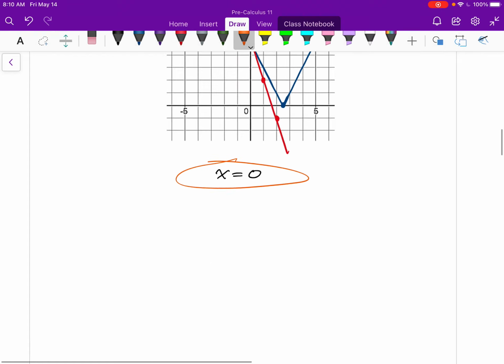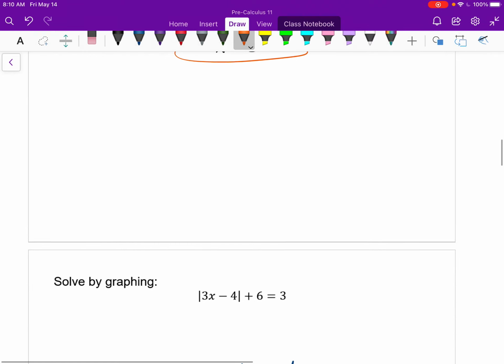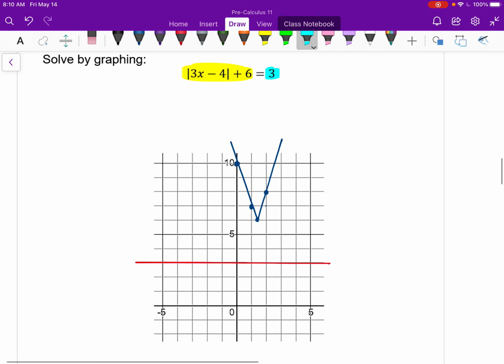All right, so what about this one? At this point, I would encourage you just to pause this and try doing it yourself. I'm hoping this is quite straightforward. I will say for this one, I'm not going to bother going to Desmos because I have it already sketched out right here. If I graph the left and the right-hand sides, I see this. The left-hand side is what you see in blue, the absolute value of 3x minus 4, all plus 6. And the graph in red is just y equals 3.